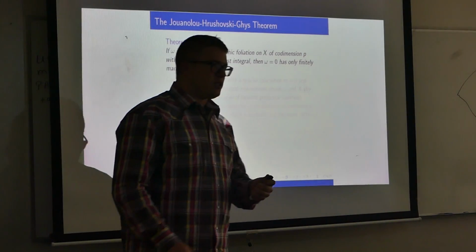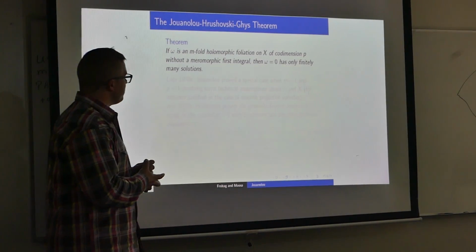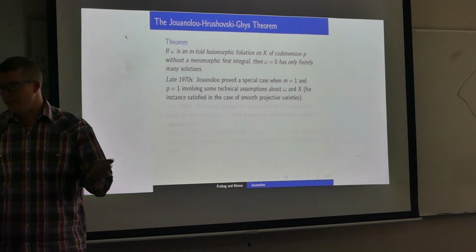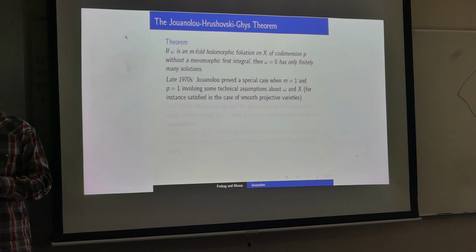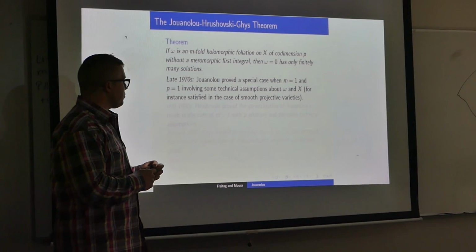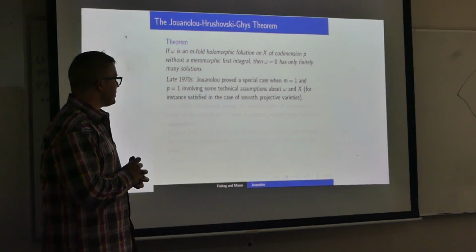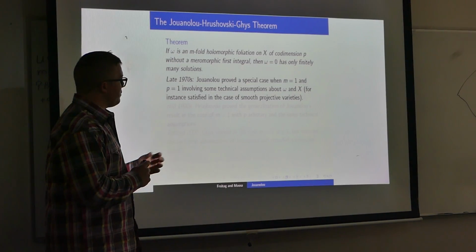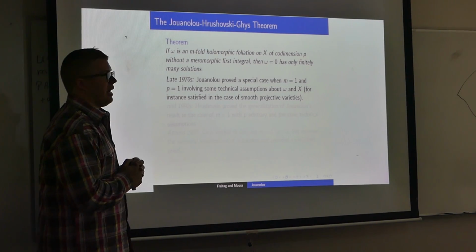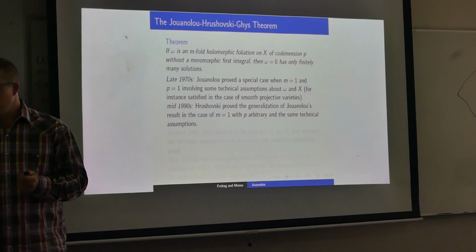And this is an old theorem. I think the first version of this theorem is due to Jouanolou, or the first one that I know about. Perhaps it goes back much farther. Jouanolou looked at the case where m equals 1, p equals 1. There were some more assumptions about omega and X, but you could get rid of those assumptions if you assume that X is a smooth projective variety, for instance. And that's primarily the case we're interested in.